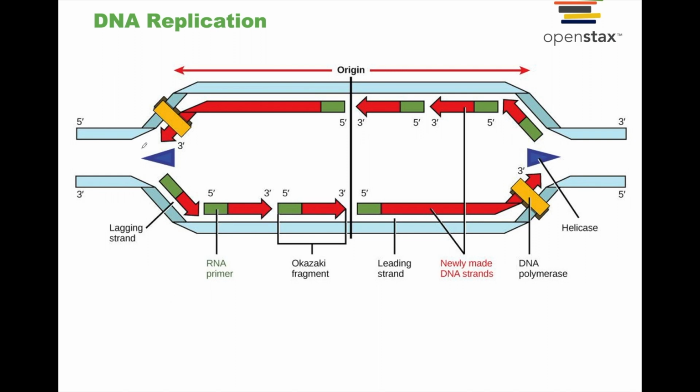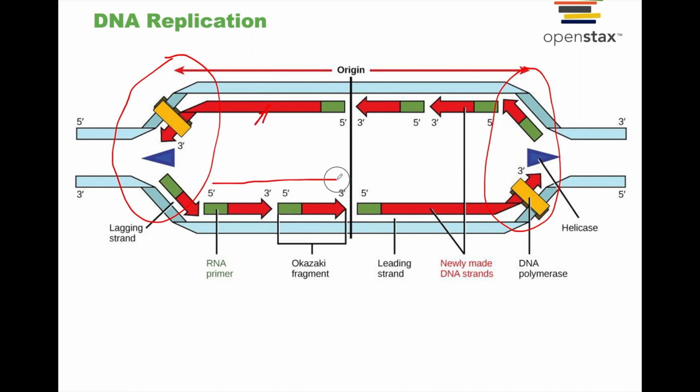So we have the replication fork in here. That's the replication fork. Another one is here. And then you see on the top, if you were to look at this end of it, here's the leading strand, this one. This one is the leading strand. And these are the Okazaki fragments. Okay?